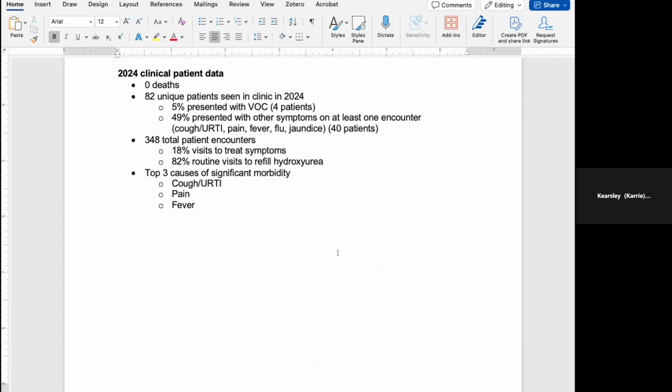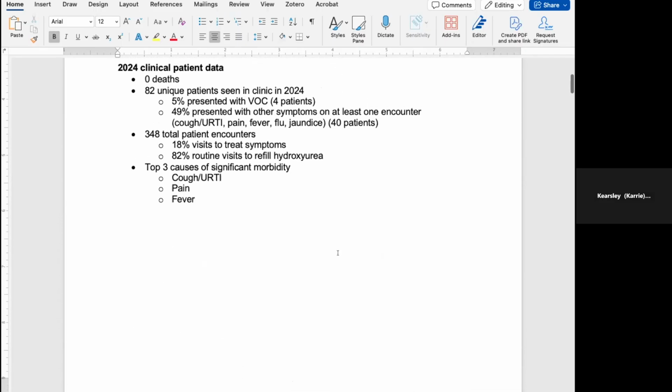Very briefly, and then I'll hand over to Musau Joel for the next page, which is the patient presentation. These data are from 2024. We've been working really hard to build up an electronic database. Nobody else in Uganda has this for sickle cell patients. In 2024, we had no deaths. We saw 82 unique individual patients in 2024. Of those 82 patients, 5 presented with vaso-occlusive crisis, and 50% presented with other symptoms on at least one encounter: URTI, pain, fever, flu, jaundice. In the 2024 calendar year, we had 348 total patient encounters.